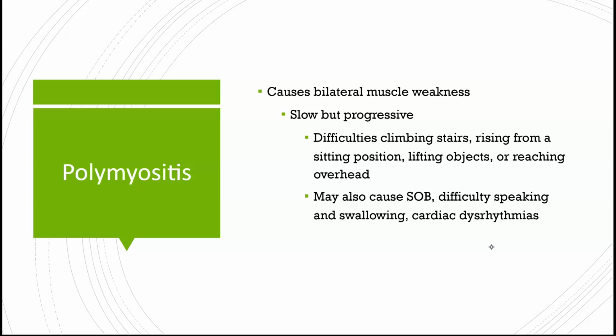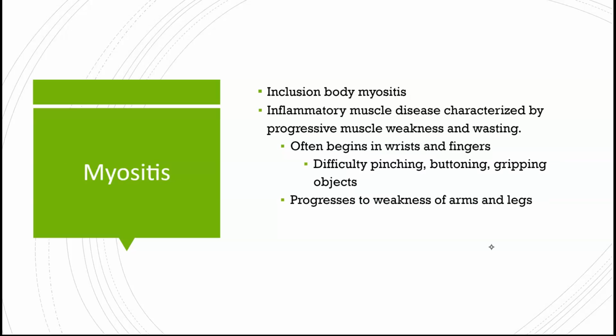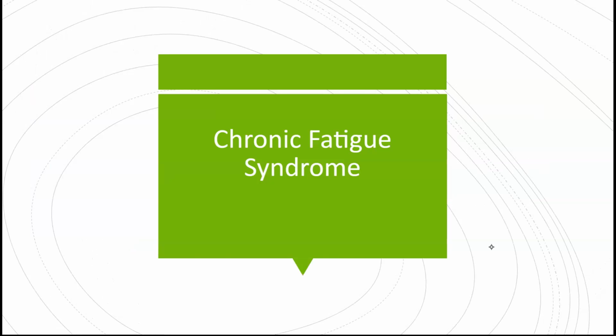Polymyositis is bilateral muscle weakness, right? Traditionally in the lower extremities and the trunk again. It can progress upwards more, but usually you have patients who are having a hard time with stairs, rising from a lifting position, right? All of those glutes, hamstrings, quads, muscles. Myositis is just overall muscle disease. Muscle wasting usually starts in the wrists and fingers. All those little tiny muscles. Dexterity issues, right?